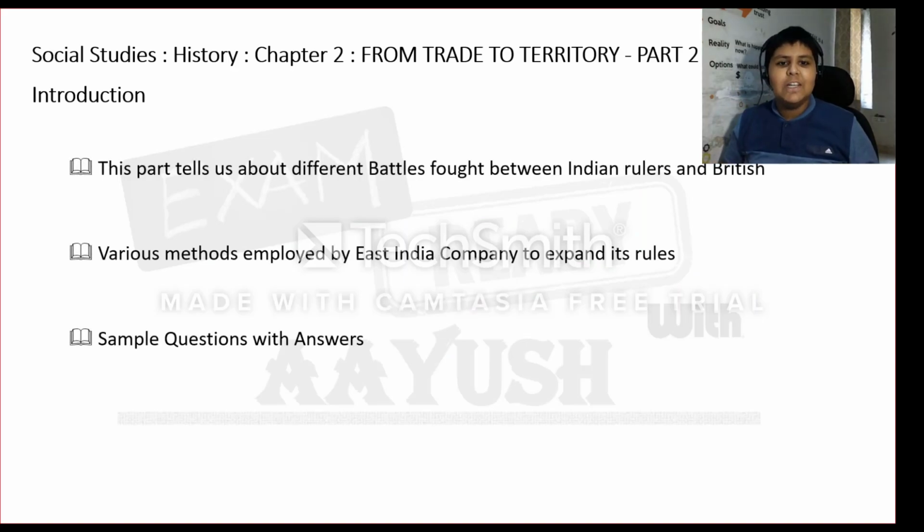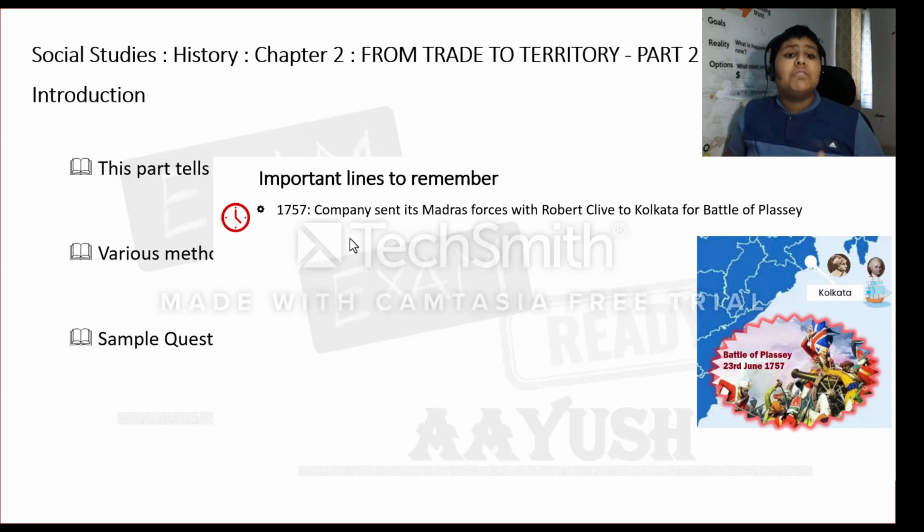In the last video, History Chapter 2 From Trade to Territory, Part 1, we understood how the British East India Company came to India for trading purposes and had a competition with European traders. It also fought a battle with local Indian rulers. Do you know which battle it was? It was the Battle of Plassey. It was held in 1757.